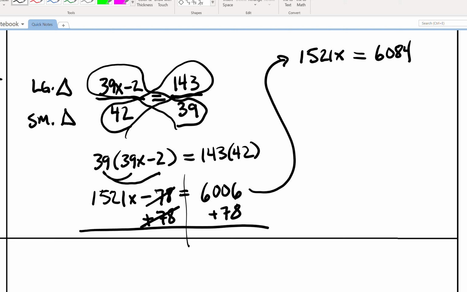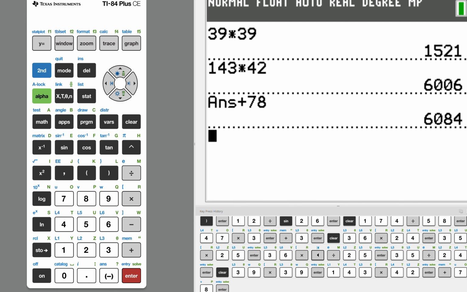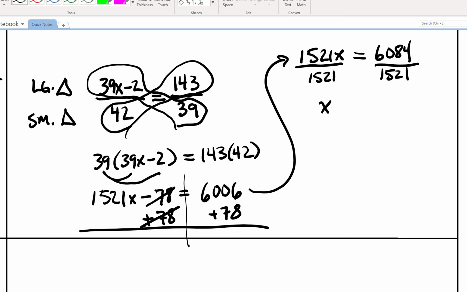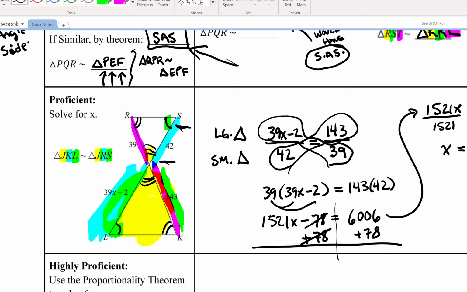Now we've almost got x alone. There was only one step left. This is multiplication right here. Those two numbers are being multiplied, and so the opposite is divide. So we're going to divide by 1,521. Divide by 1,521. X then will be equal to 6,084 divided by 1,521, which is 4. So x equals 4.